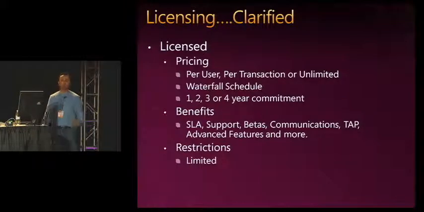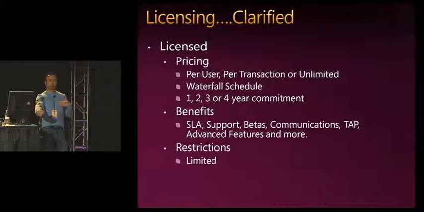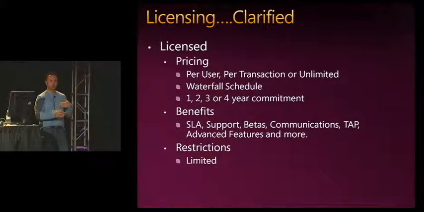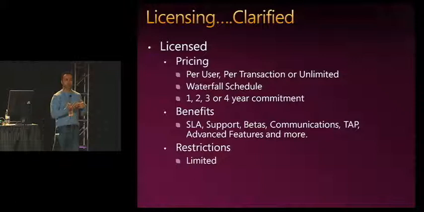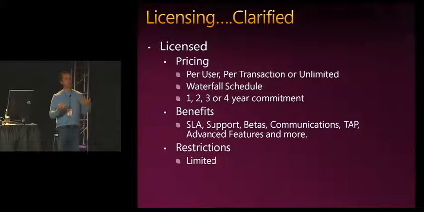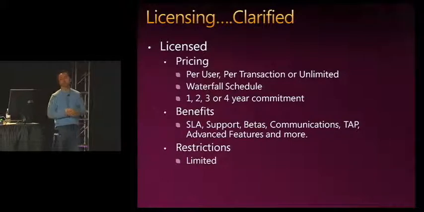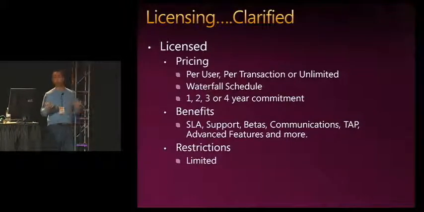Okay. It's a waterfall schedule if you go transaction-based. The more you buy up front, the cheaper it is per transaction. Okay? You buy 1 million transactions, you may pay .008 per transaction. You buy 100 million transactions, you may pay .0003 per transaction. Something like that.